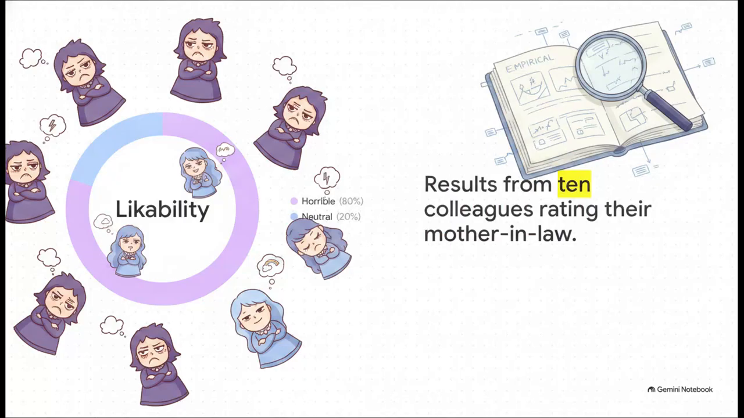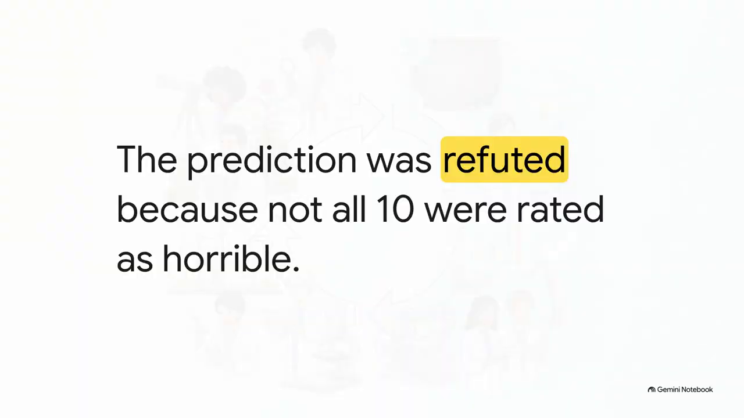Now, what's really interesting about this slide is the actual data we collected from our 10 colleagues in this simple example. Honestly, we don't even need complex statistics here. We surveyed the 10 colleagues, and the results are in. 8 out of 10 rated their mother-in-law as horrible, but 2 rated her as neutral. And because of those 2 neutral ratings, we can see right away that our prediction did not come true. It was refuted. Our explicit prediction was that all 10 mothers-in-law should have been rated as horrible. Because that didn't happen, our testing phase has officially disconfirmed the prediction.